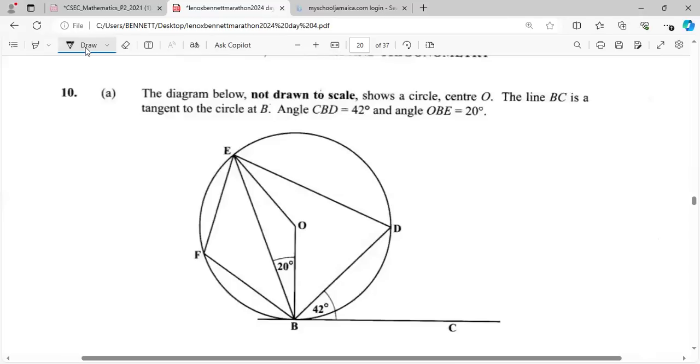So the first thing that stands out to me, I'm seeing an isosceles triangle right here, because this is a radius and this is a radius. That means this angle should be equal to this angle right here. So that's the first thing that stands out to me, that this is going to be 20.